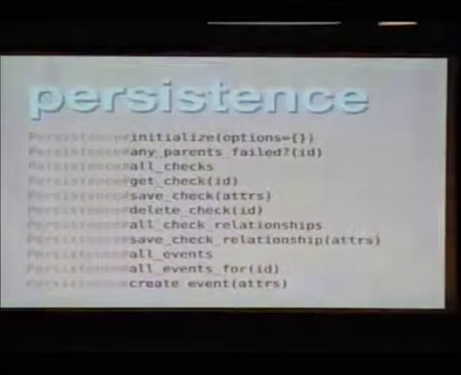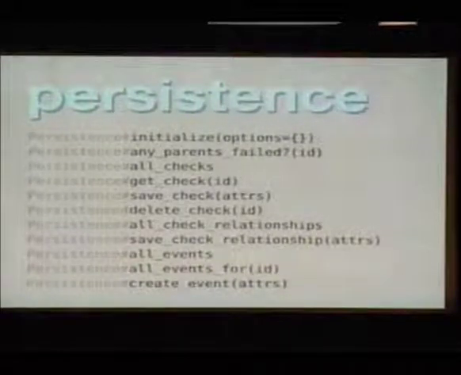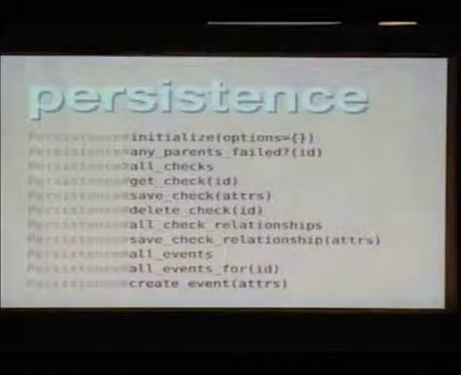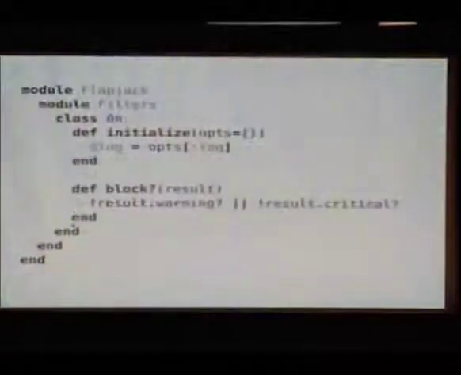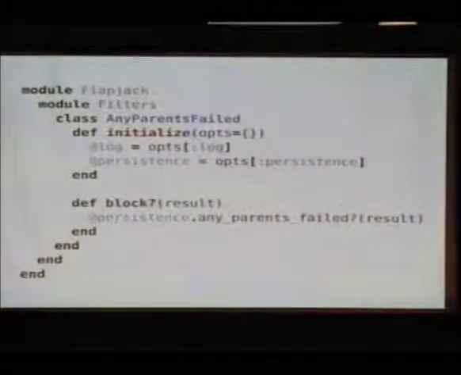So we most likely don't want to notify if, say, the web server is down, the host up check is failing and the web server check is failing. We don't want to notify about the web server check failing because obviously the host is down. And that's very easy to do with this any parents failed. What that does is it just calls out to the persistence backend, and it passes back the result to see whether any of the parents have failed. And yeah, that's it. It works.